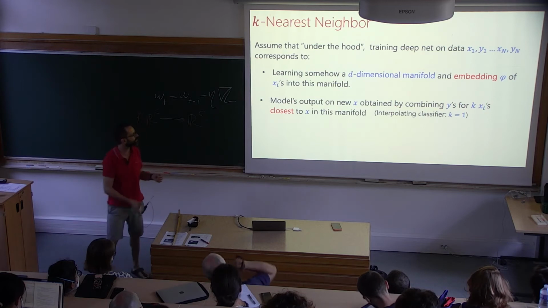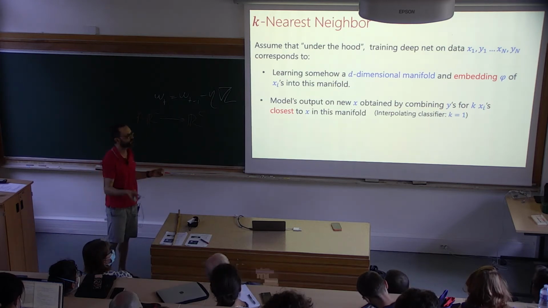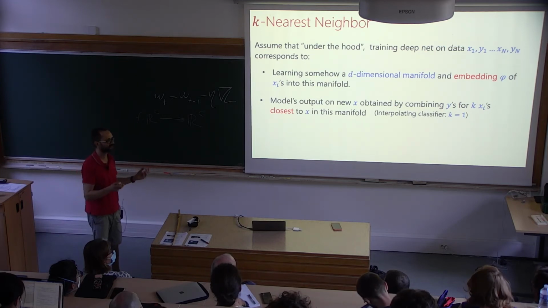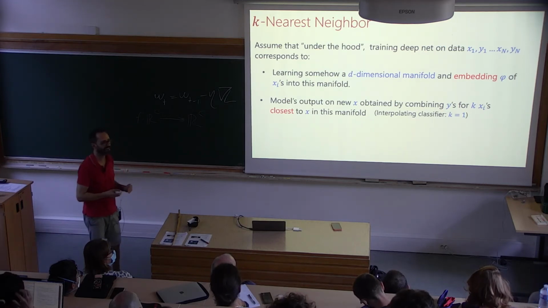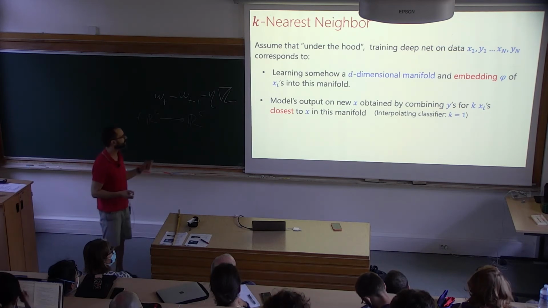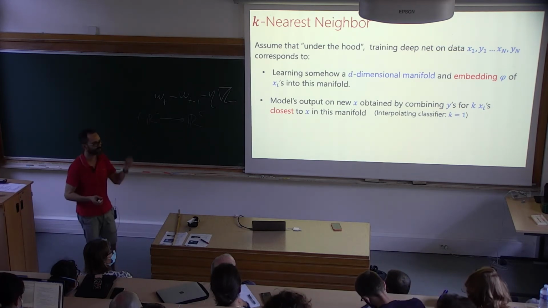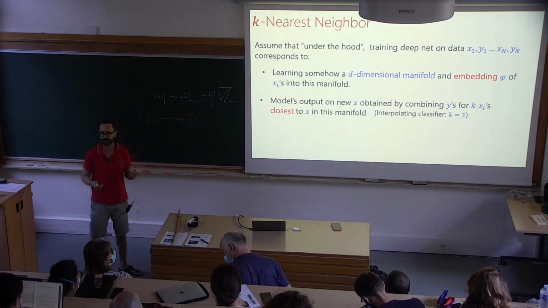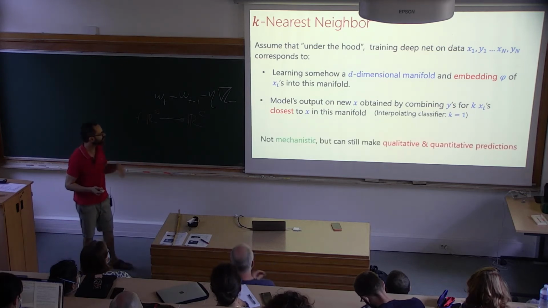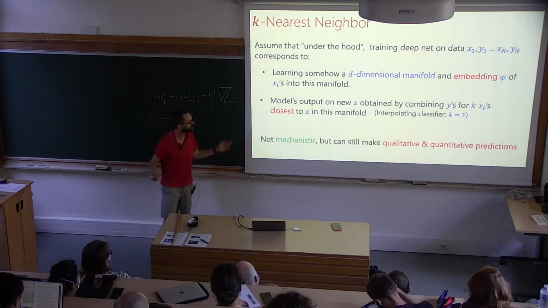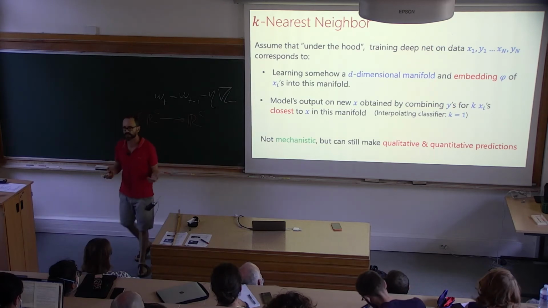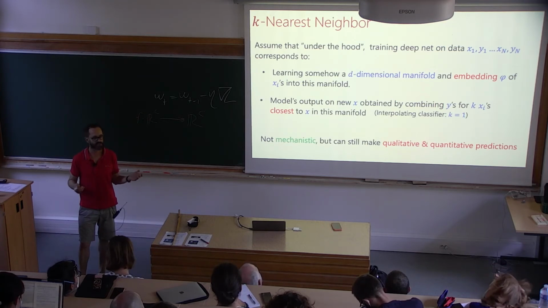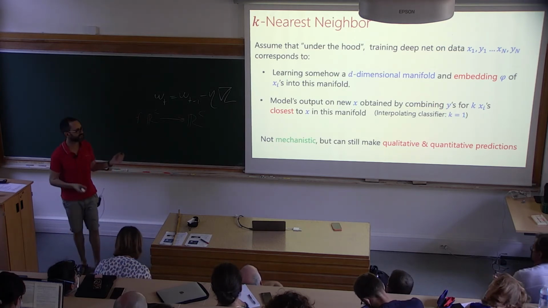And by the way, if you have an interpolating classifier which has to output yi for xi, that would basically correspond to doing one nearest neighbor. For every new point, it takes its nearest neighbor and outputs the yi for that neighbor, and so for the training set, it will interpolate. This is not necessarily mechanistic, but you can still make both qualitative and quantitative predictions and see if they are borne out. And as we'll see, some of them are and some of them aren't.